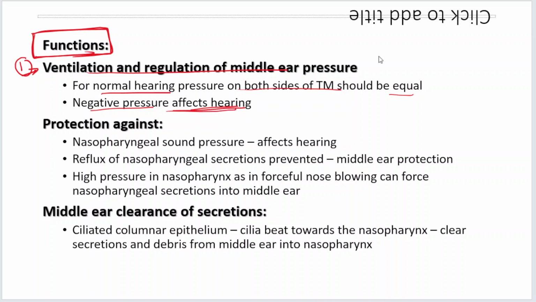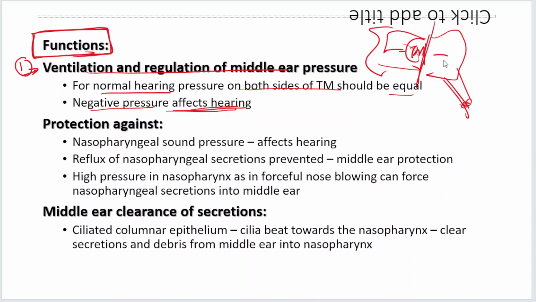So the Eustachian tube's function is to keep the pressure on both sides of the tympanic membrane normal. Okay, this is the tympanic membrane. It is providing ventilation and equalization of the pressure on both sides of the tympanic membrane. So this is the first and the main function of the Eustachian tube.